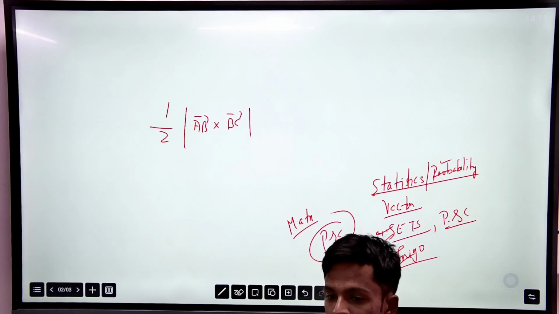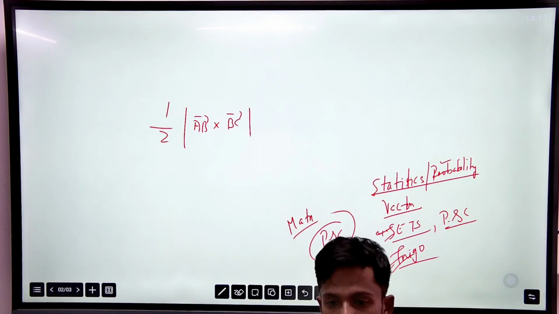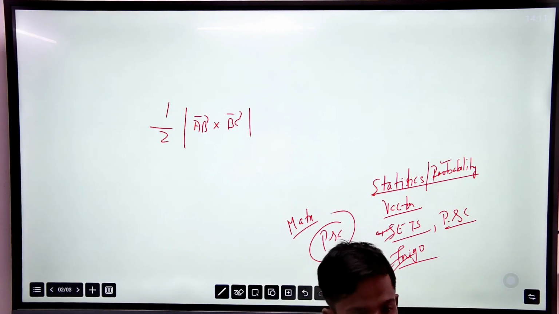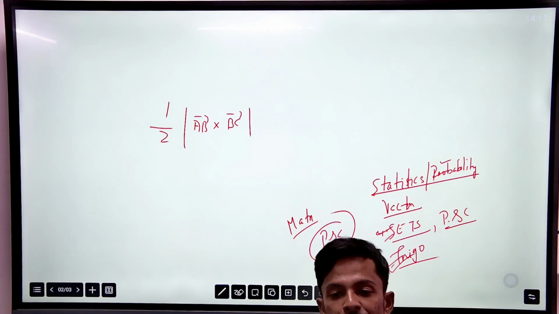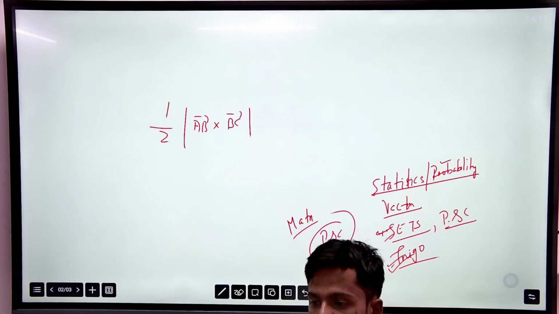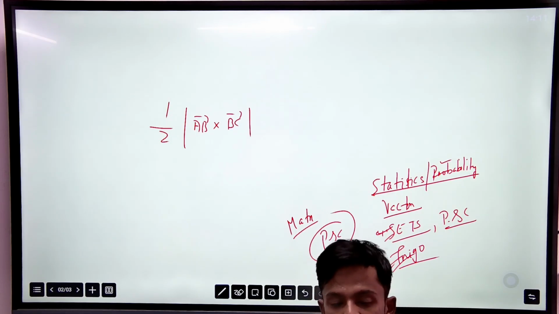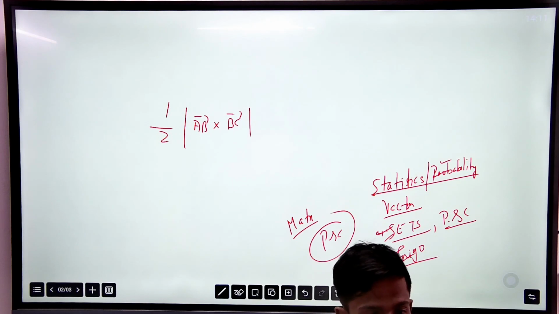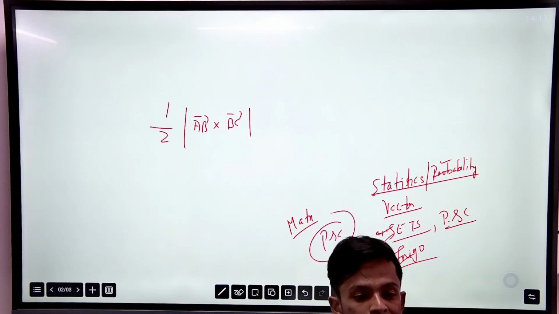Proportional means if you are dividing A by L, B by M, C by N, you are getting the same value. That will be proportional, na? Equal ratio means proportional. So when you have three arbitrary values that are proportional to the direction cosines, this will be called direction ratios. That is denoted by A, B, C.